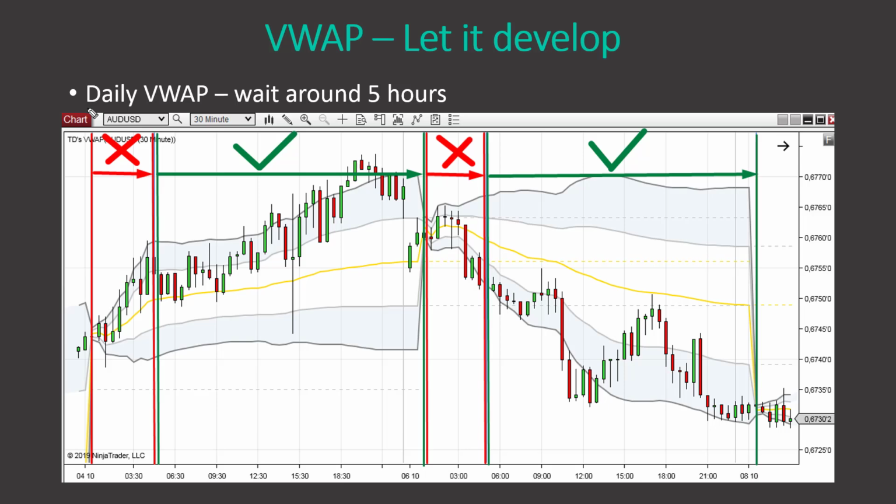Now, the next couple of pictures are going to be just illustrations of what I was talking about. So this is a daily VWAP. In here you want to wait 5 hours. So this is market open.